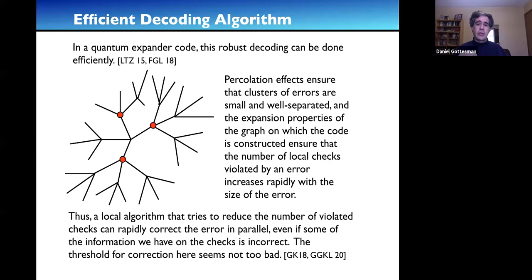Now, and this is a catch, the circuits to do this correction are probably more complicated because the checks on these expander codes are larger than the checks in the surface code.